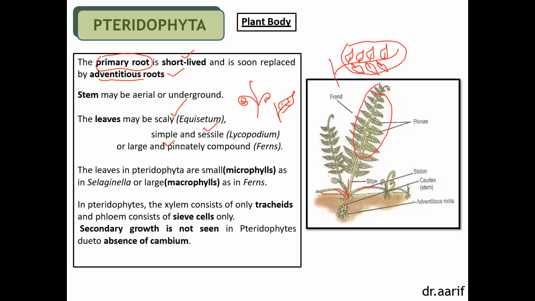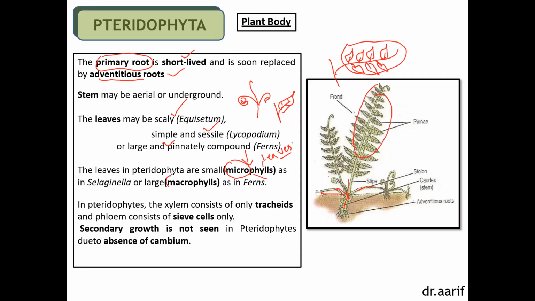Then leaves in the pteridophytes are very small, की ज्याला म्हणतो आपण microphyllous. So phyllous stands for leaves and micro stands for small. Okay, micro stands for small. So these are the small leaves.